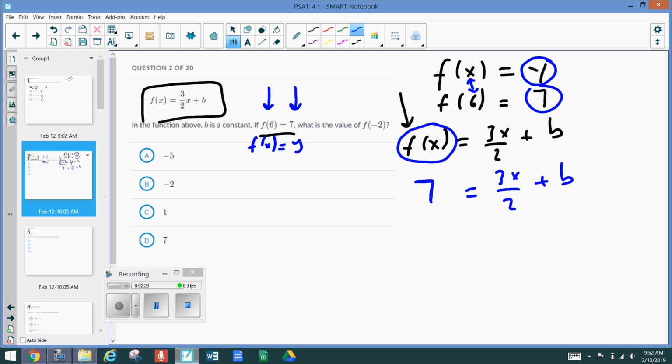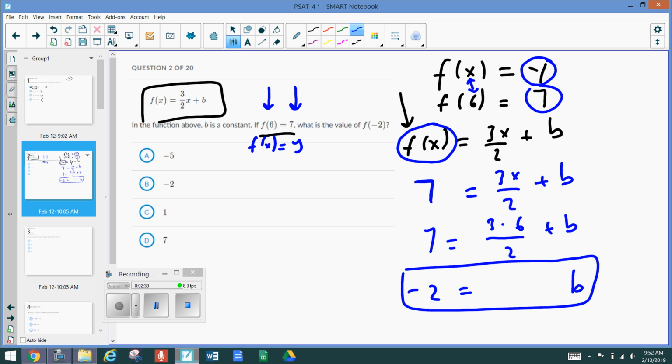x is 6. 7 is equal to 3 times 6 over 2 plus b. I'm going to find b from here. 18 over 2 is equal to 9. Subtract 9 from both sides. f of x is equal to 3x over 2 plus b. b is equal to -2. I'm just putting it here.